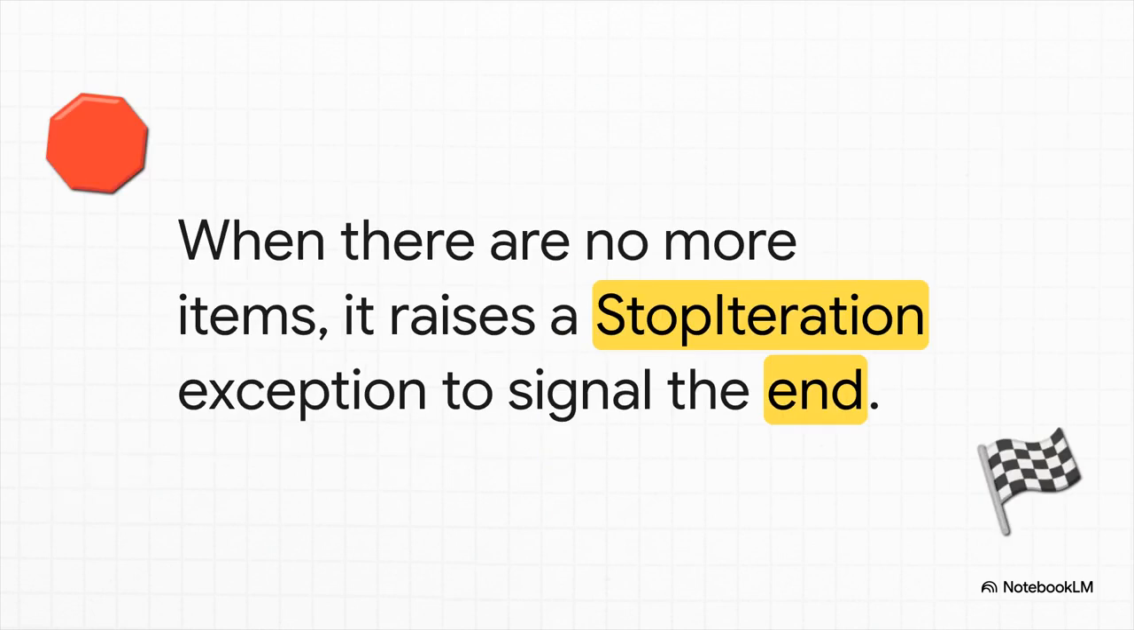So, what happens when you get to the end of the book? If you try to call next after you've already gotten the last item, the iterator raises a special error called StopIteration. Now, this is super important. This isn't a bug. It's actually a signal. It's the iterator's way of saying, hey, I'm all done here, there's nothing left.